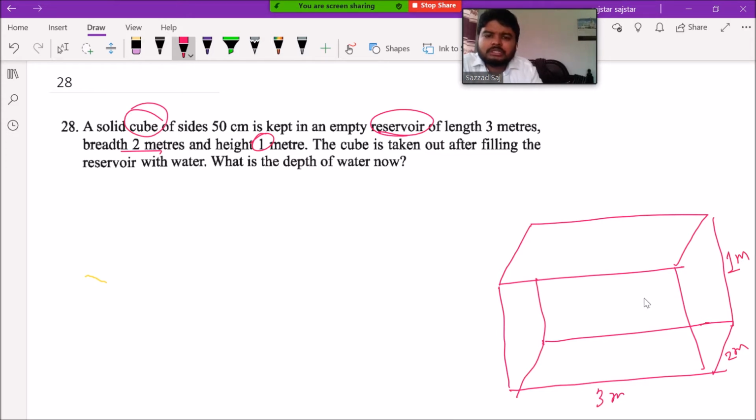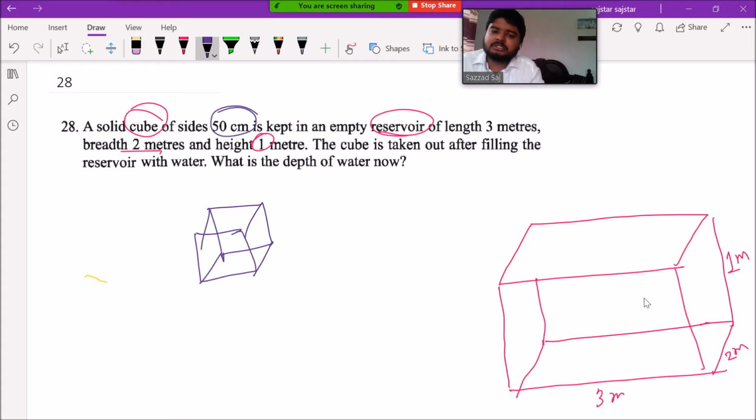Also we have been given a cube. Let me draw the cube. The length of its side is given here, 50 centimeter. So 50 centimeter in meter, divided by 100, will be 0.5 meter.